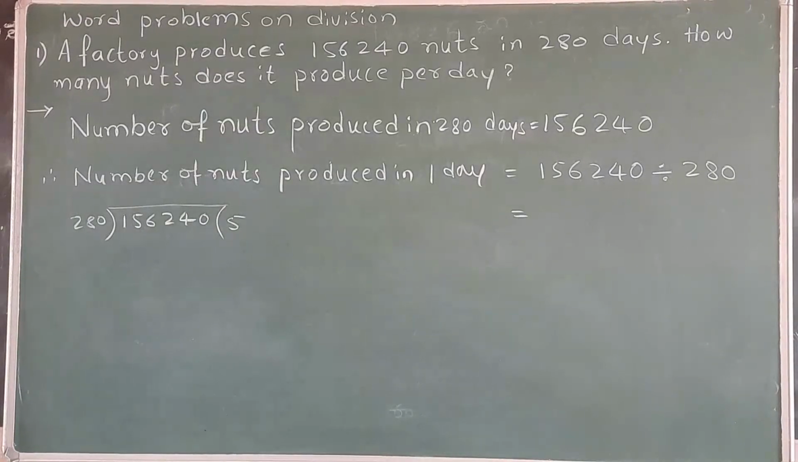Word problems on division. First one, a factory produces 1,56,240 nuts in 280 days. How many nuts does it produce in 1 day, or per day? That is, a factory produces nuts and bolts. 156,240 nuts produced in 280 days.